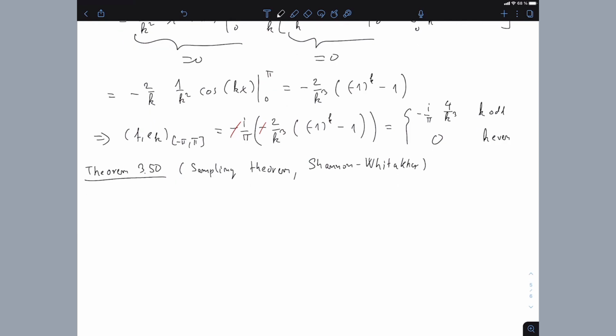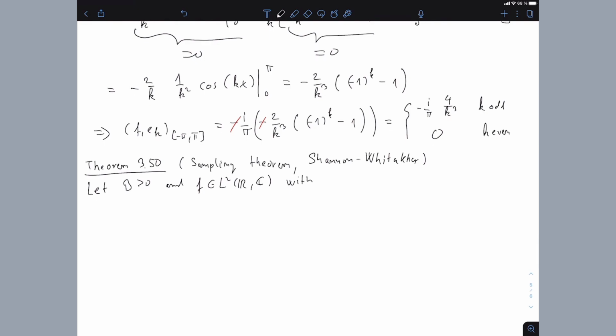So what does this say? So this is more from signal processing rather than image processing, but still it has some important consequences for us.